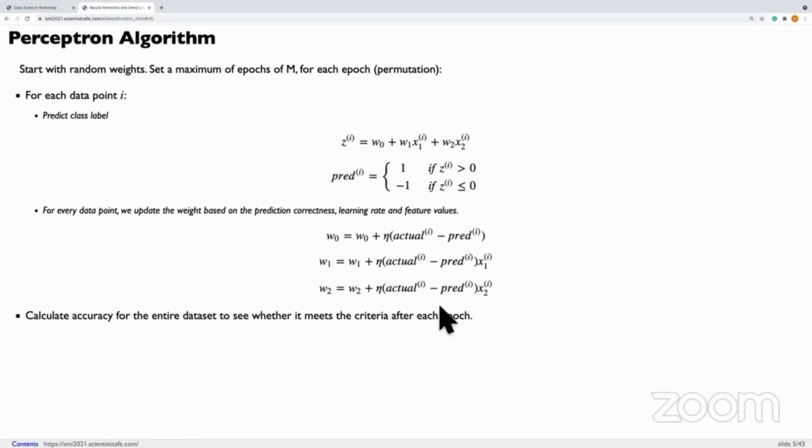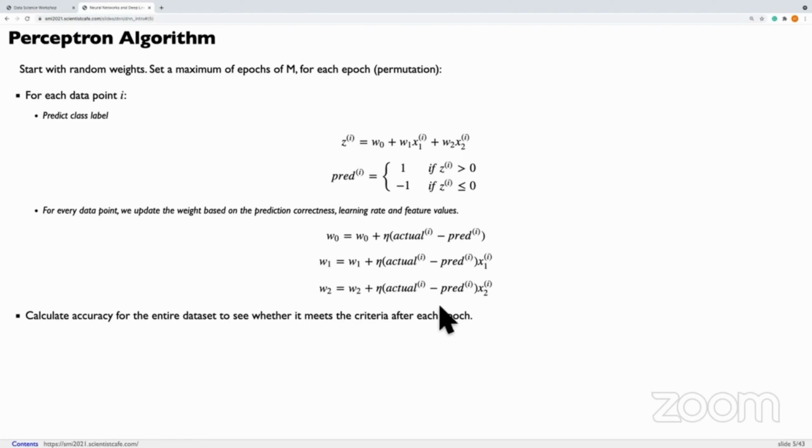So you set a maximum number of epochs M, and for each epoch, you start from the first sample, the first point i. Since you have initialized the weights, you can calculate the Zi from the input X. And you check if Zi is larger than 0, you predict 1. If less than 0, you predict -1. And now you have your prediction. After that, you can update the weights by the following equations.